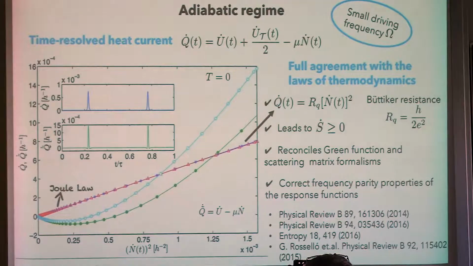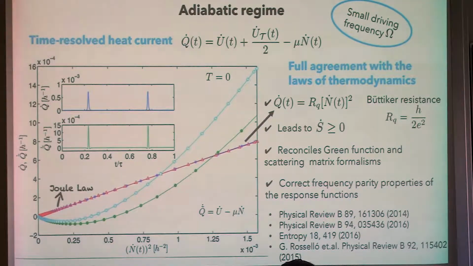entering the reservoir, that has a contribution of course from the free energy, the chemical energy, but it has also this half of the energy reactance here. And we show in these three works, the previous work I showed you, that this definition is in full agreement with the thermodynamic laws.